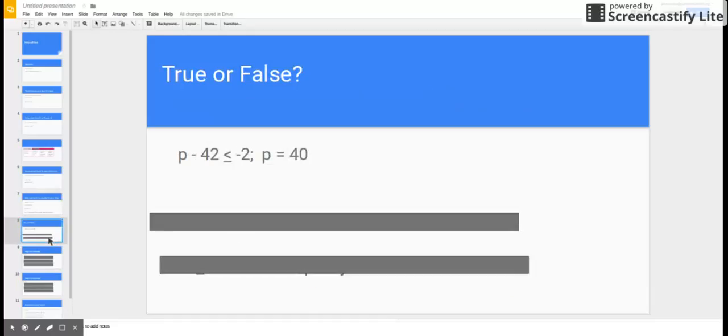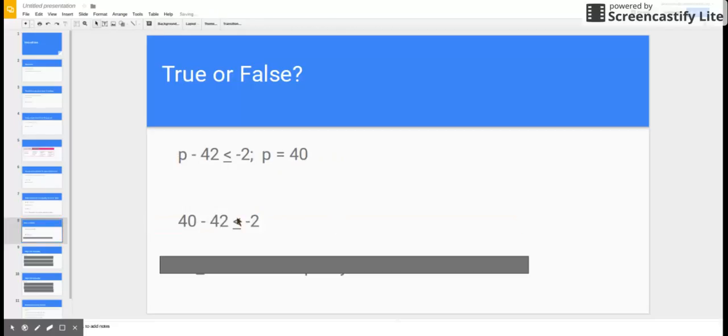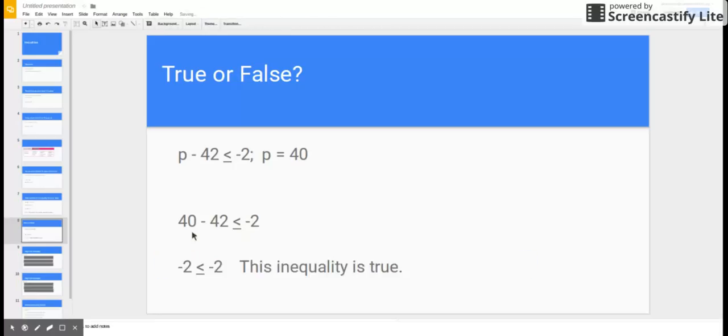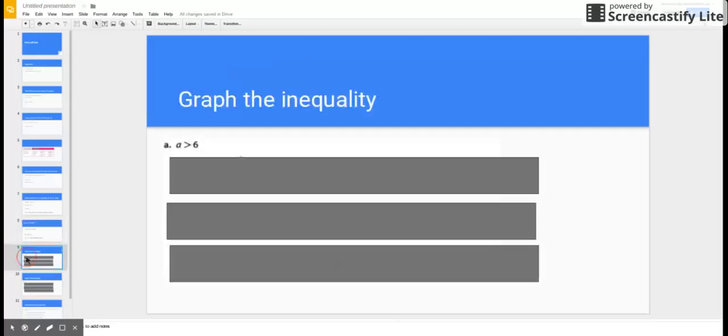True or false? P minus 42 is less than or equal to -2 when P equals 40. So let's just plug in 40 for P, and you get 40 minus 42 is less than or equal to -2, and you end up getting -2 is less than or equal to -2. So this inequality is true.